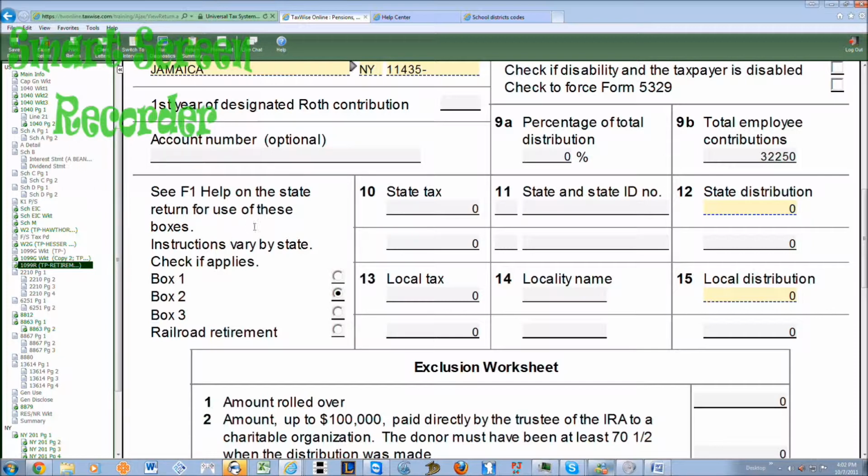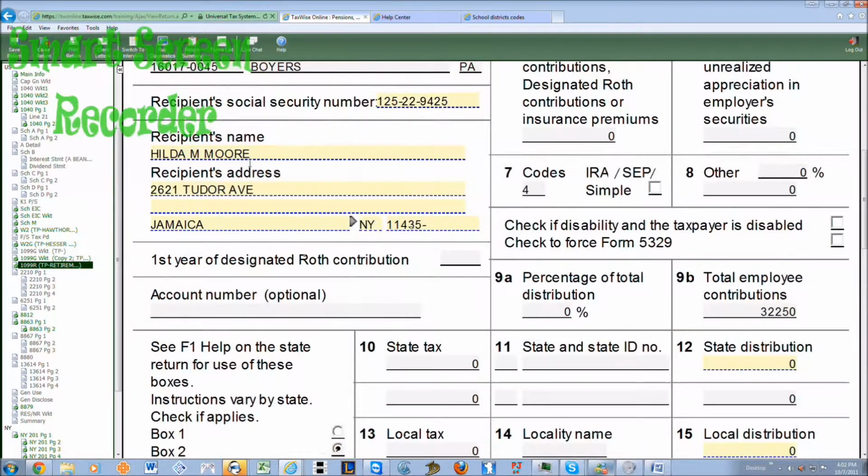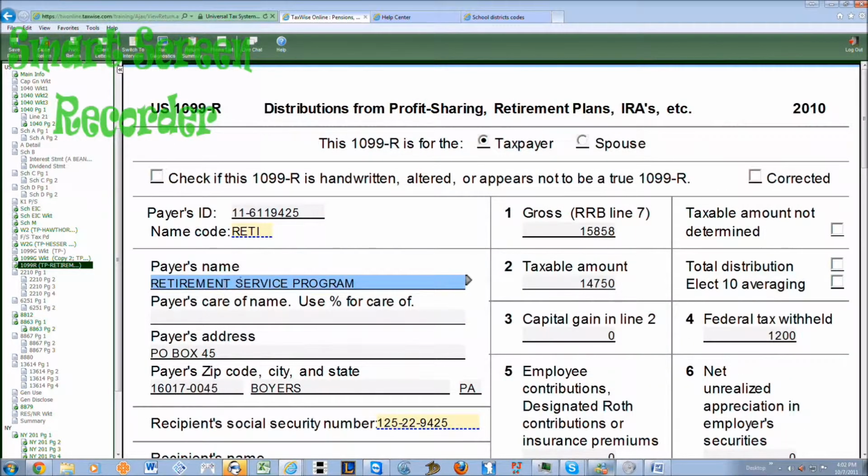And how you can know is if you take a look at their payer's name. Now, if your client is getting paid from anywhere, like a government organization, a retirement service program, anything that's like that, then these are usually public pensions. All right. Now, if your client is getting paid by whatever company they work for, let's say if it was Chase Bank or whatever the case may be, these are private pensions. So that's how you can pretty much determine the difference.